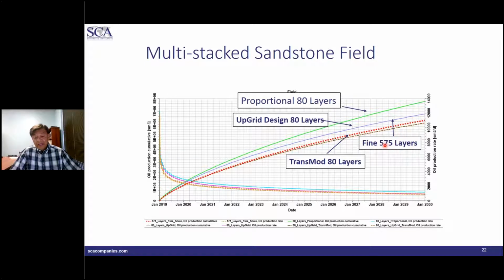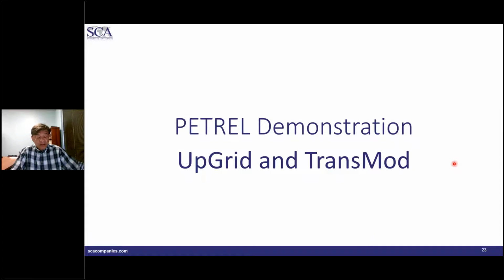And you can see the transmod 80-layer and the fine scale, where the red dots are basically the fine scale model. You can see that after combining the upgrade and transmod, we can match the results reasonably well. Our results are slightly less optimistic than the fine scale model, but in general, the results really are excellent. So by combining the upgrade and the transmod, we can really match the results.